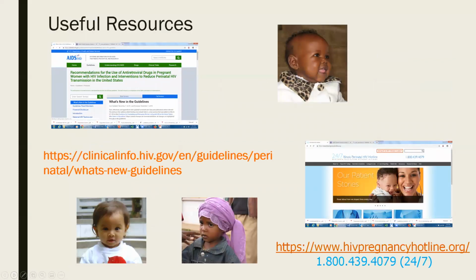But until that happens, these are some useful resources that you have. The top left there is AIDS info, and that is where the DHHS recommendations for the use of antiretroviral drugs in pregnant women to reduce perinatal HIV transmission in the US can be found. To the bottom right there are the Illinois perinatal HIV hotline website and phone number. And these are handy resources for you as you're taking care of your patients' moms and babies to prevent perinatal HIV transmission.